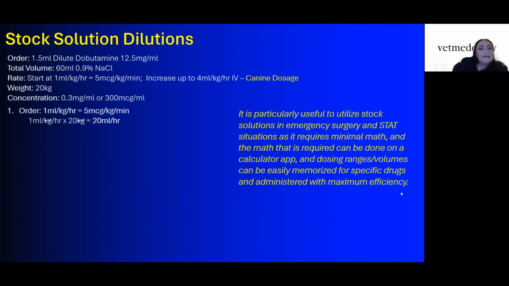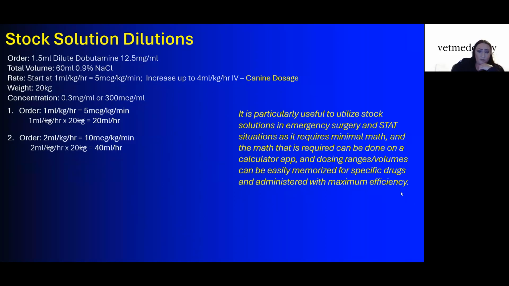All right. So to go ahead and calculate for 1 mil per kg per hour, which is equivalent to 5 mics per kg per minute, we just basically do 1 mil per kg per hour times the weight, and we get 20 mils an hour. We get our rate. It's particularly useful to utilize stock solutions in emergency surgery and stat situations as it requires minimal math, and the math that is required can be done on a calculator app, and dosing ranges, volumes can be easily memorized for specific drugs and administered with maximum efficiency.